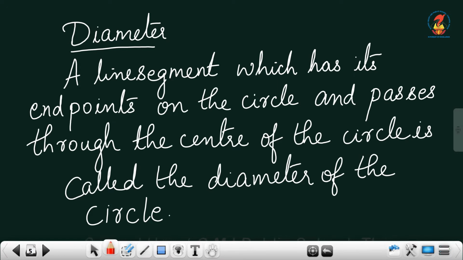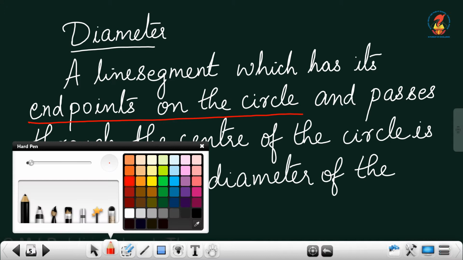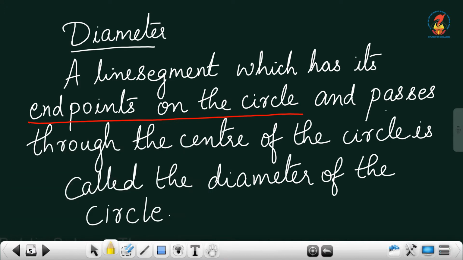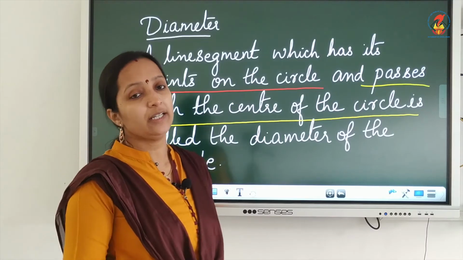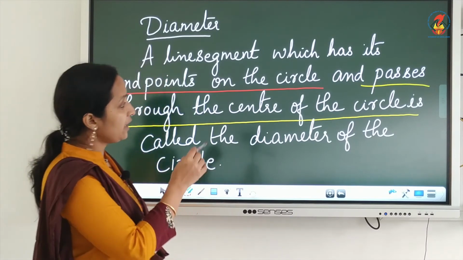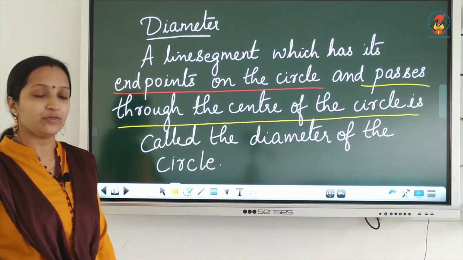What do you mean by diameter? A line segment which has its endpoints on the circle, and the important thing is it passes through the center of the circle. Line segment which has the endpoints on the circle means starting point and ending point is on the circle, and it is passing through the center of the circle.